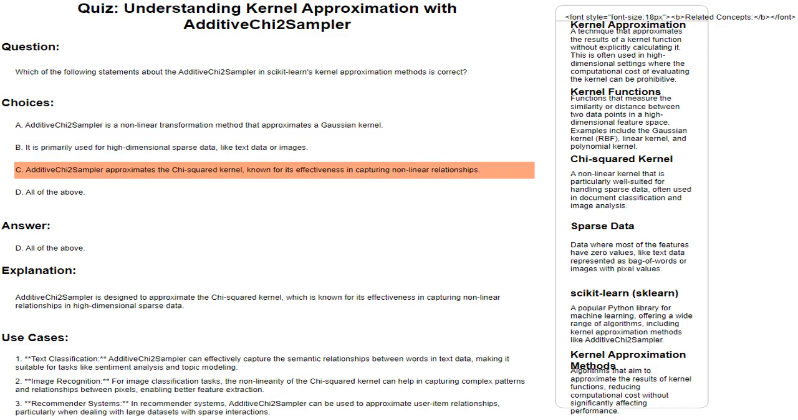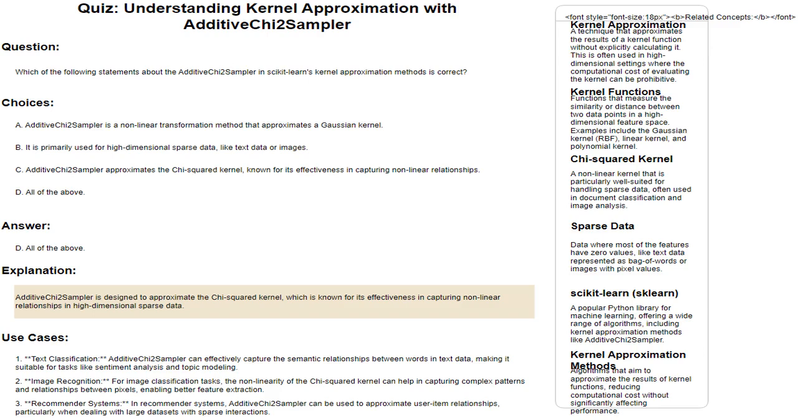C. Additive Chi2 sampler approximates the chi-squared kernel, known for its effectiveness in capturing nonlinear relationships. Correct. Additive Chi2 sampler is a kernel approximation method designed to approximate the chi-squared kernel, which is indeed known for its ability to capture nonlinear relationships in data, in high-dimensional sparse data.